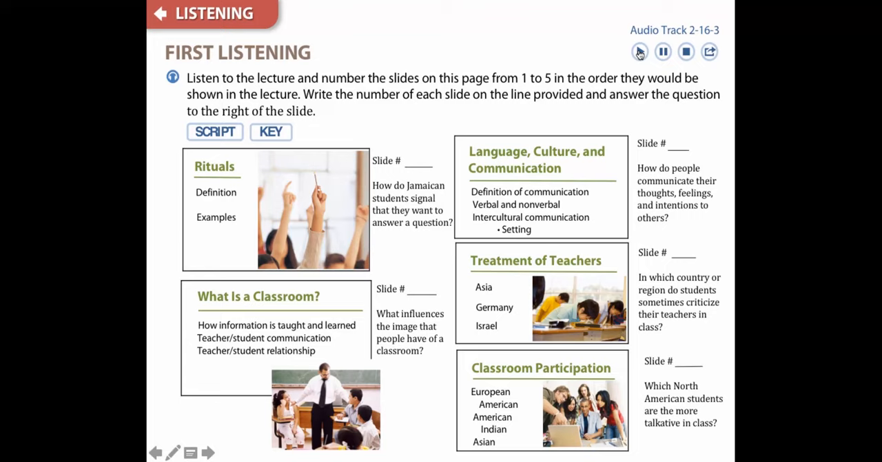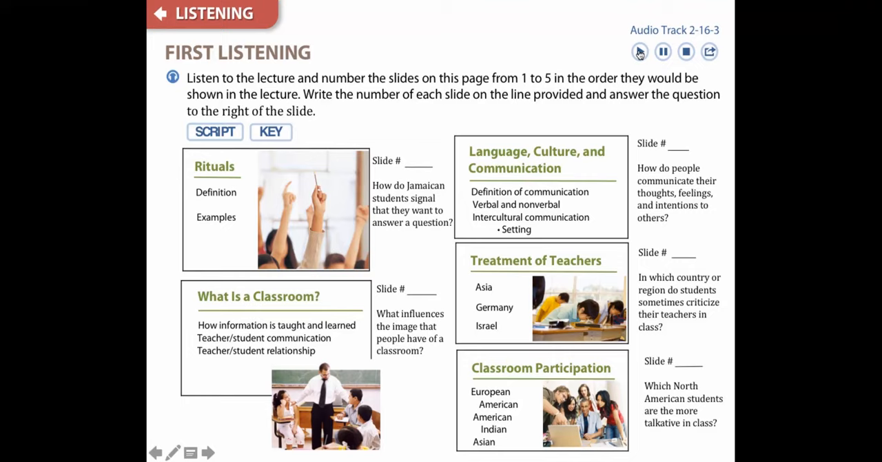Just what exactly are rituals? I'll give you a dictionary definition to begin with. Rituals are systematic procedures used to perform a certain act or to communicate a certain message. Well, there are many rituals associated with teaching and learning, and with education in general.